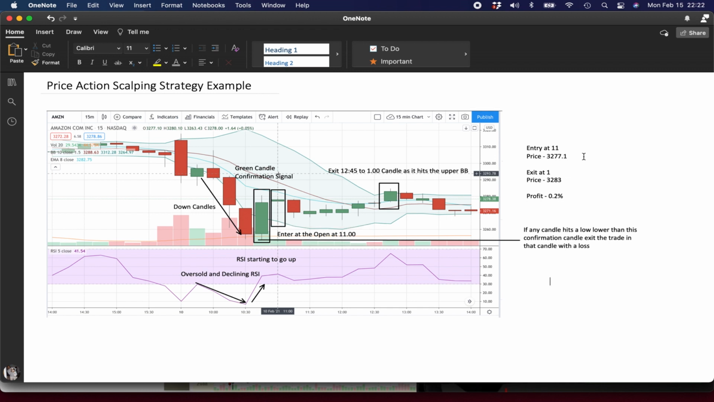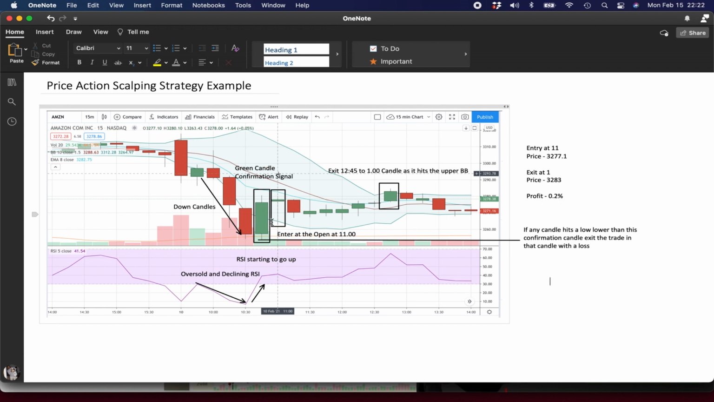I think the entry price was at around 3277.1, and you can also see the RSI was increasing in the green candle confirmation signal, and it continues to. Now I stay in this trade until the stock price hits the upper Bollinger Bands in order to take profits.